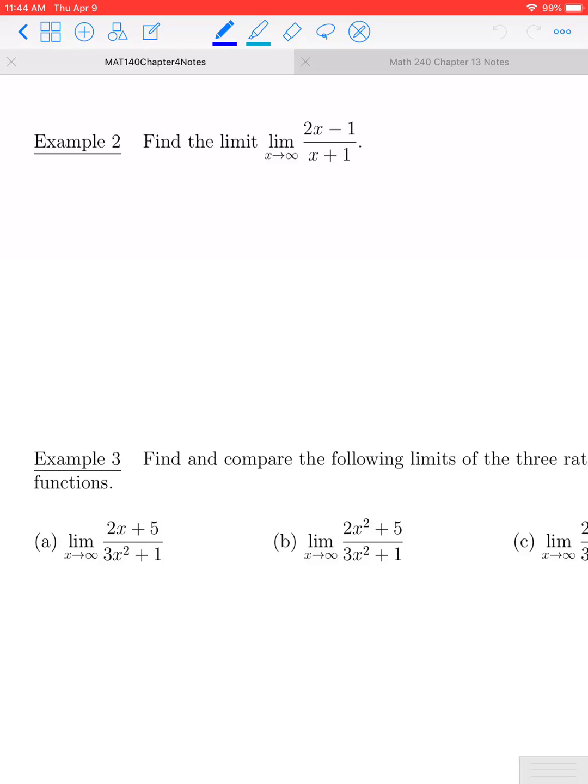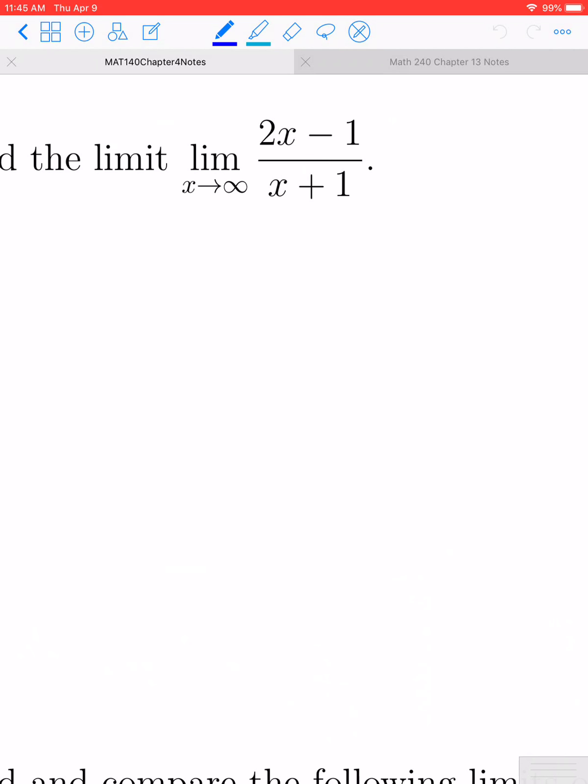In the next several examples, we're going to look at the limit as x approaches infinity of a rational function. If we look at example 2, I'm going to work this one through all the way out in great detail, and then we'll discuss maybe a shortcut trick that you might have seen in a college algebra style course. Here we want to find the limit as x approaches infinity of 2x minus 1 divided by x plus 1.